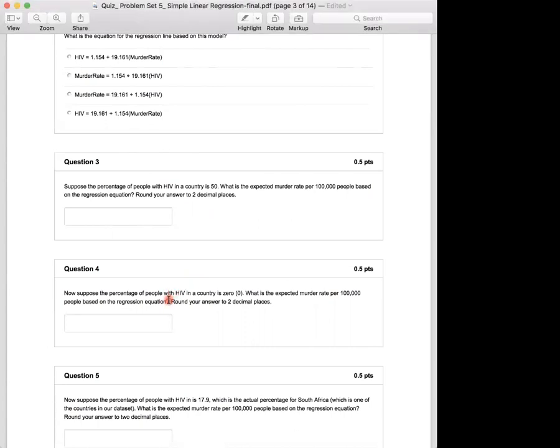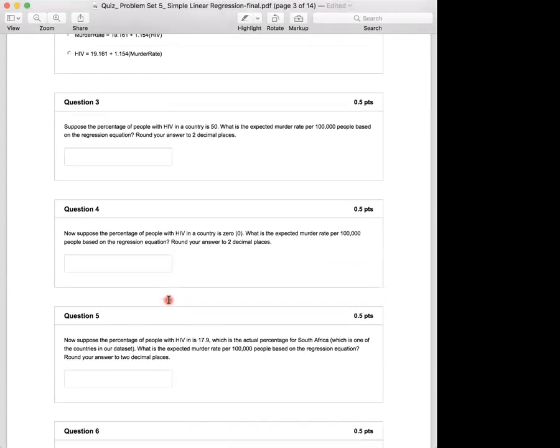Question 4 should also be multiple choice. It is again a question where we ask you to round to 2 decimal places.